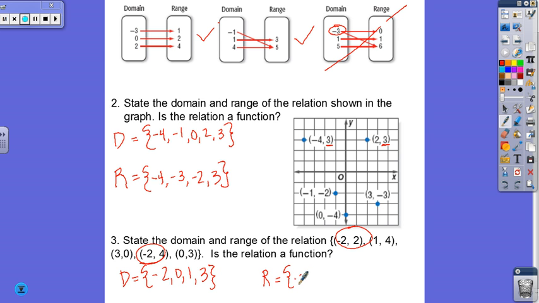My range would be 0, 2, 3, 4, is that right? And again, 4 is repeated, as well as negative 2 repeated in the domain, but I don't need to repeat it when I list them.